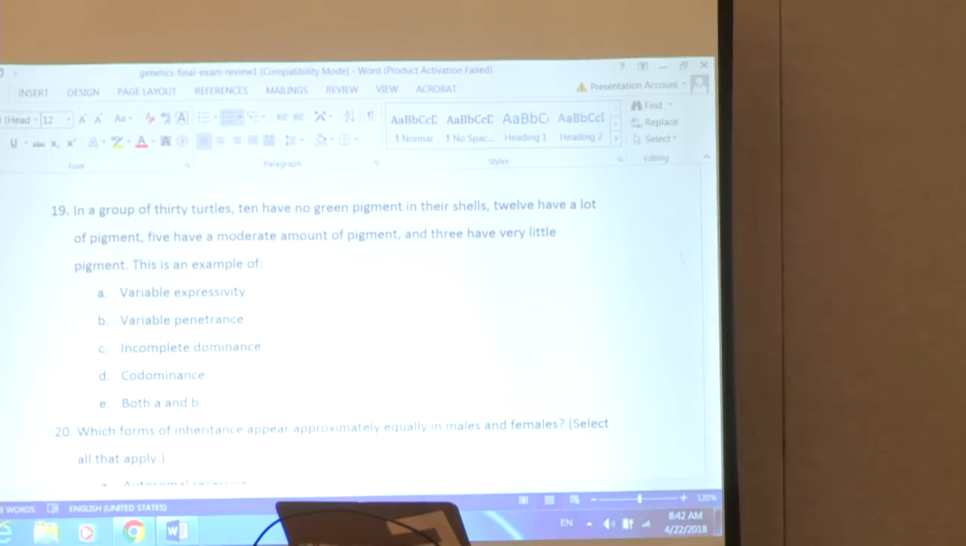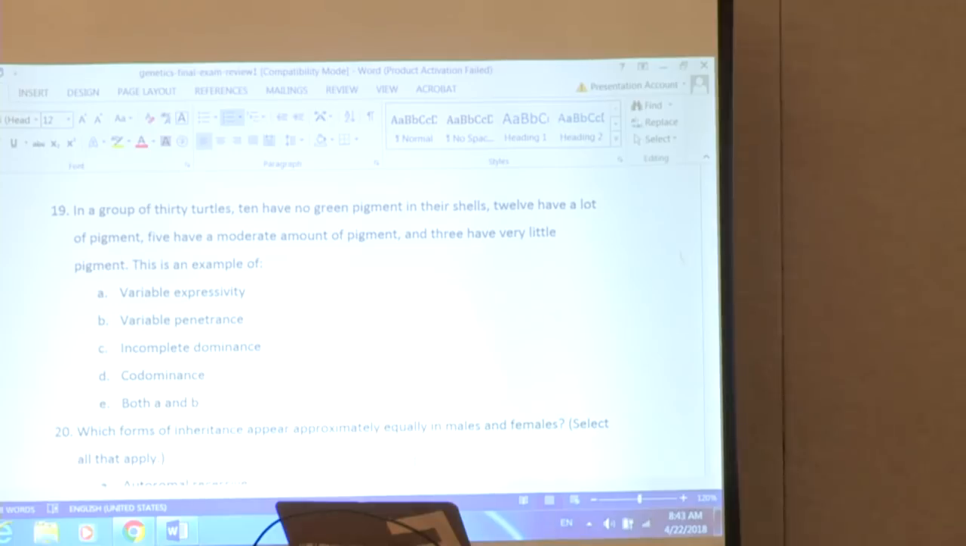So in a group of 30 turtles, 10 have no green pigment, 12 have a lot, 5 have a moderate amount, and 3 have very little, right? So we see some expressing it, some not expressing it, and some expressing it more than others. So variable expressivity would be correct, because different turtles are expressing the trait to a different degree.